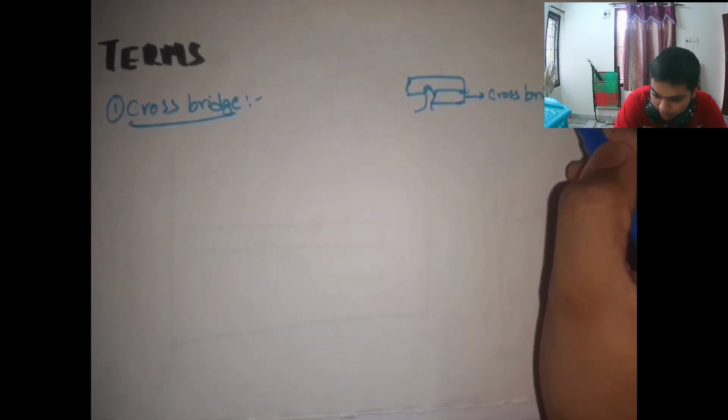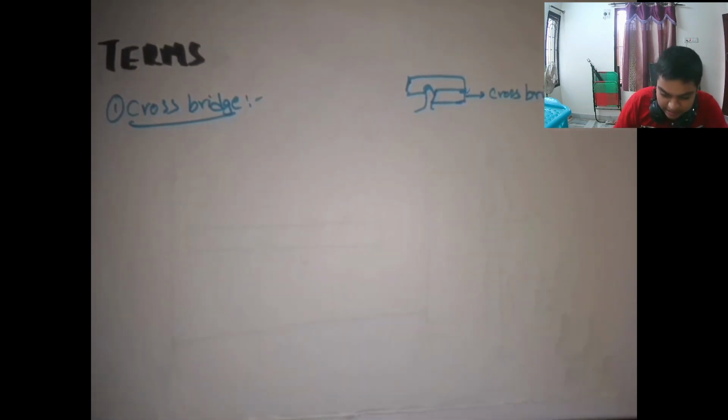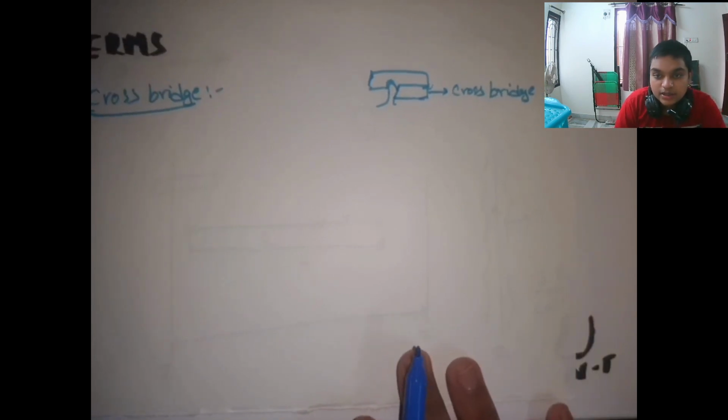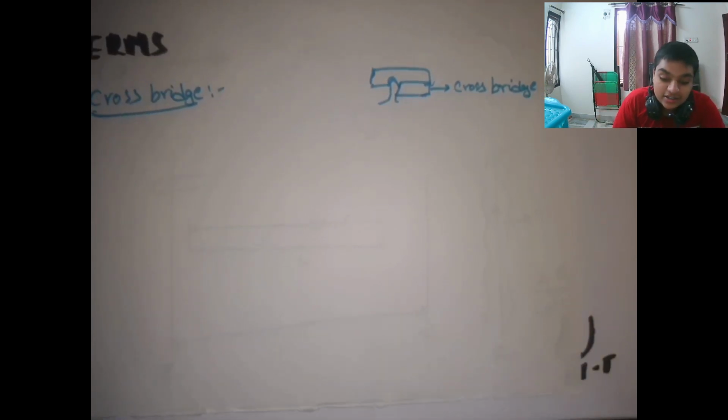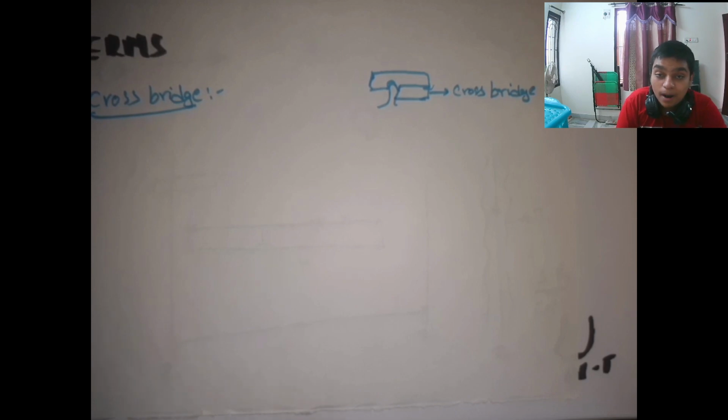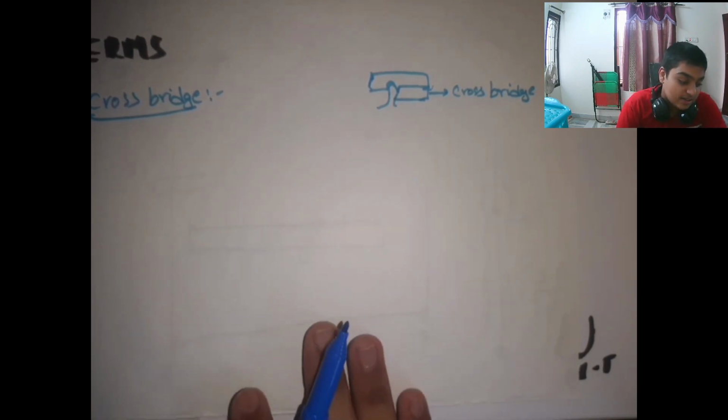I am not writing any definition. Just remember, get into your brain. What is a cross bridge? A cross bridge is formed when the myosin head tries to bind with the actin active sites, in order to move the actin towards itself.